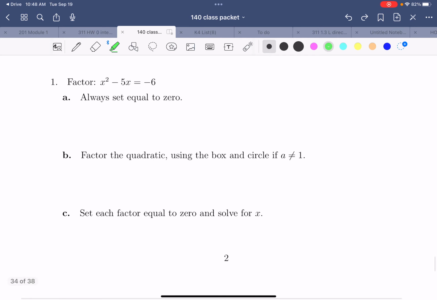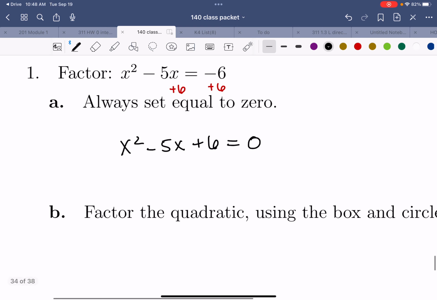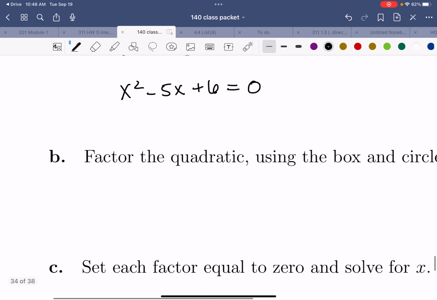We've got an example here, x squared minus 5x equals -6. And when you factor, you always want to set this equal to 0. So in my example here, I'm going to go ahead and add 6 to both sides. And that's going to give me x squared minus 5x plus 6 is equal to 0. So I always want to start by doing whatever algebra steps I need in order to set this equal to 0. From there, we're going to factor the quadratic on this side, okay?